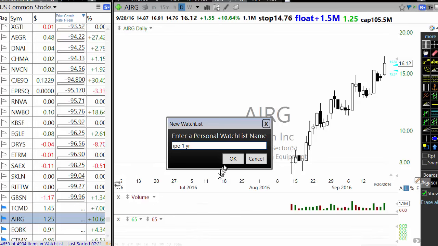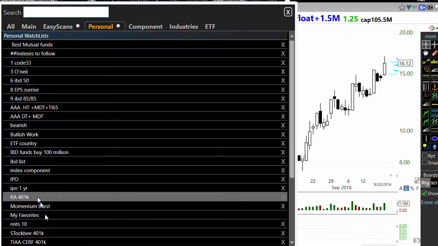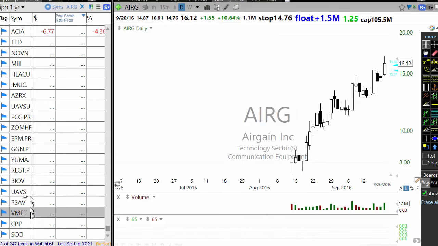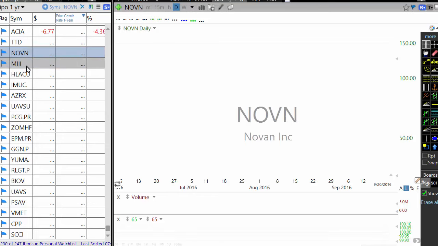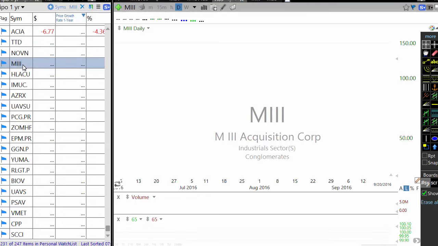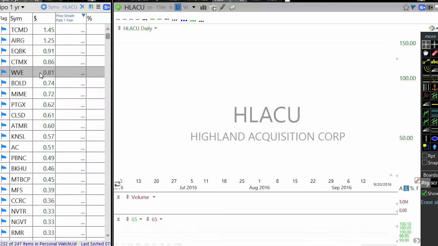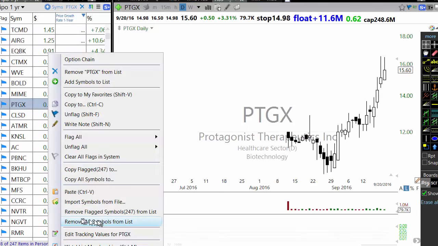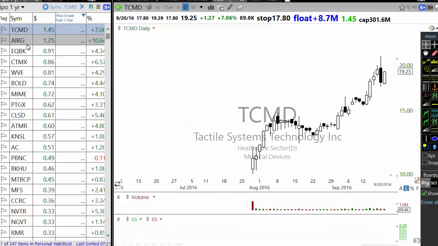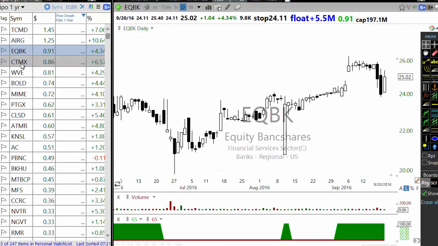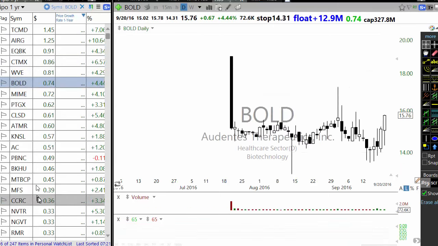Now you have in your personal watch list IPO 1 year, where all these IPOs which have come in the last 1 year will show up. Some of these don't have any value associated with them because they have basically not yet come into the market. That also happens. An IPO gets announced and they come in after 5 or 6 days, but the ticker is already allocated. So these are all the IPOs which came in 1 year.